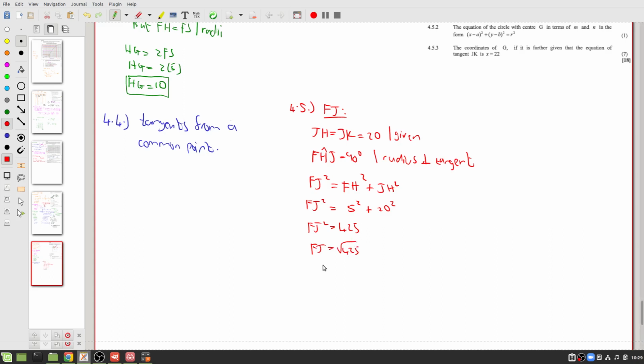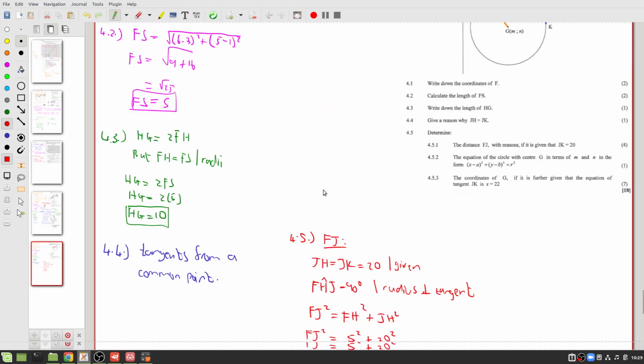This should be fine, but I would suggest we simplify this into, I believe, 5 root 17. That's fine, or you could round off to a certain number of decimal places depending on what they say in the front of the exam. That'll usually be 3 significant figures if you write it in decimal notation. I prefer just the simplified surd form. Alright, so that's the distance FJ.